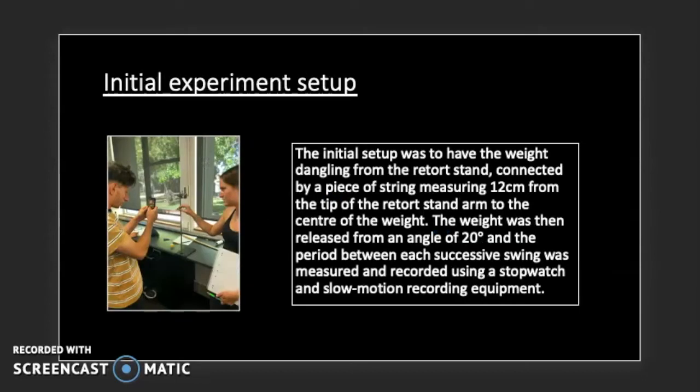So the initial setup was to have the weight dangling from the retort stand connected by a piece of string. And in our first test, this piece of string was 12 centimeters. We just dropped the weight from an angle of about 20 degrees, and we had a stopwatch running in the background, and we would video that, and we would record the time period between each time the weight went forward and back, and we called that our time period.